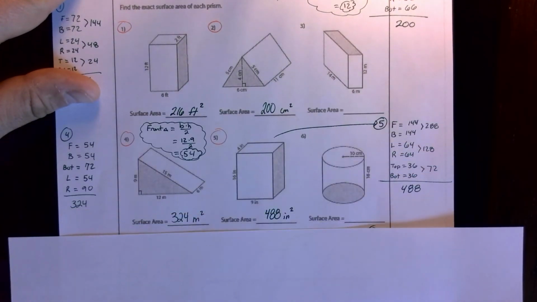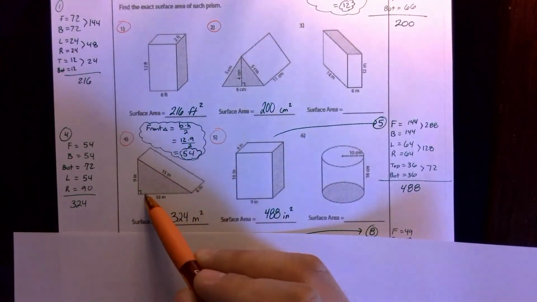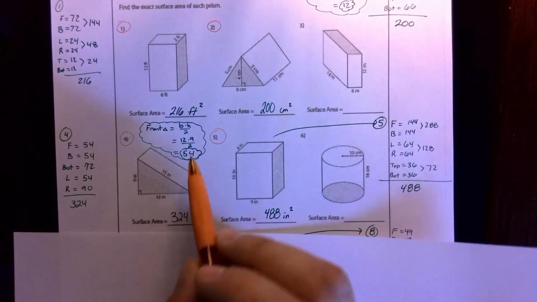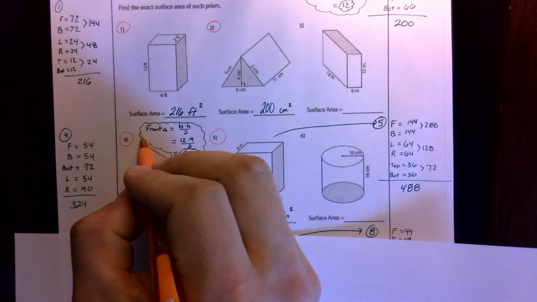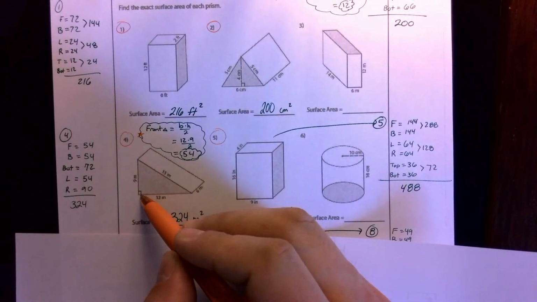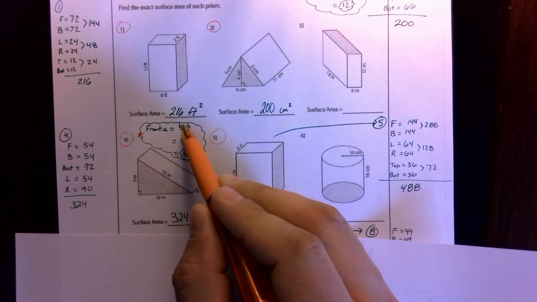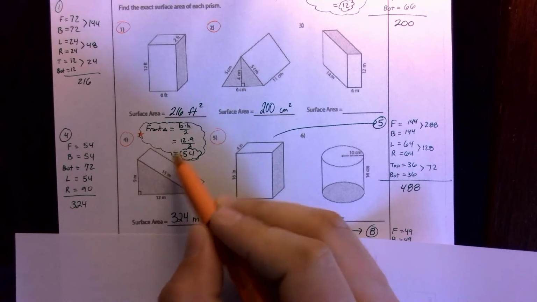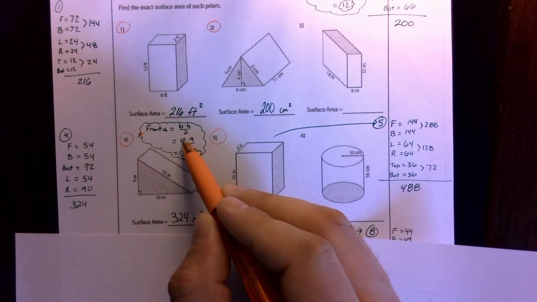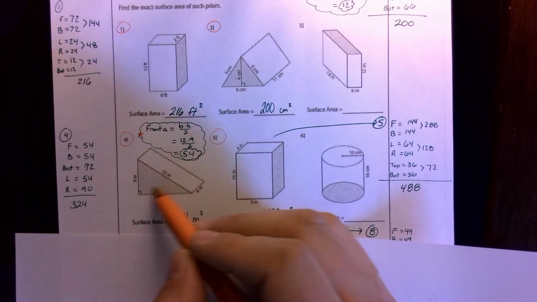Next line here, I had 4 and 5. Here's another triangular prism. The difference is this is a right triangular prism, so when I do this separate problem right here with the star next to it, the base of the triangle is 12, the height of the triangle is 9. So to find the area of this front triangle, it would be 12 times 9 divided by 2, which is 108 divided by 2, which is 54. So the front triangle area is 54.